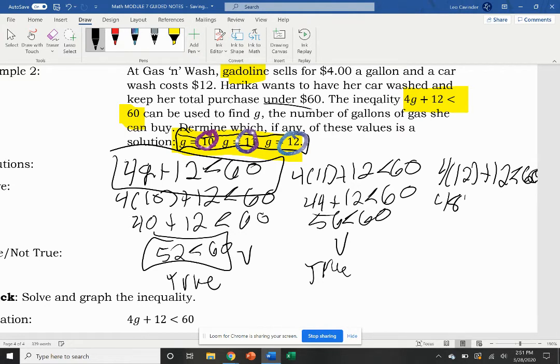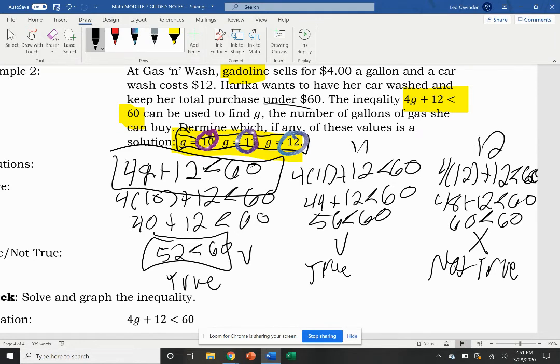This is 48 plus 12 is less than 60, which gives us 60 is less than 60. That is not true. If it had the line underneath it, it would be true. But remember, she wants to spend under 60. So, she can't spend 12.